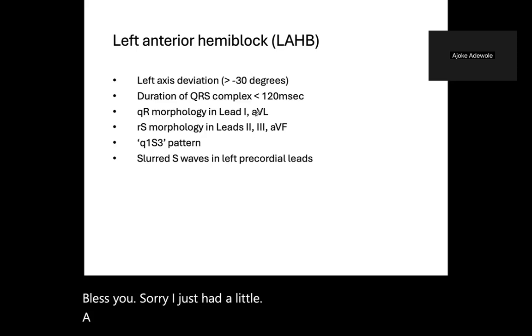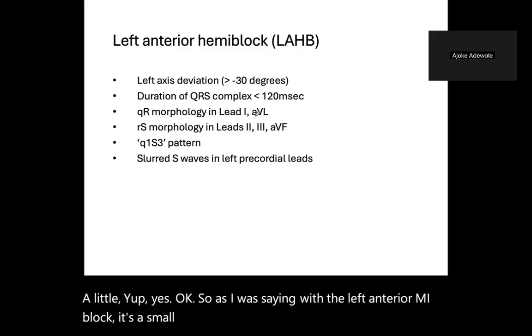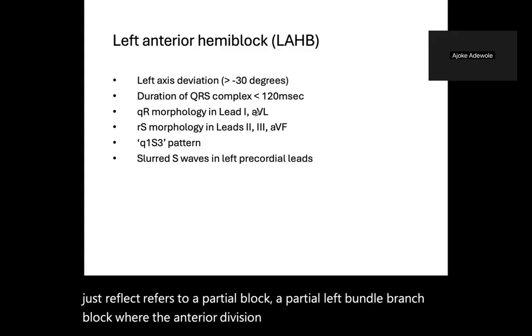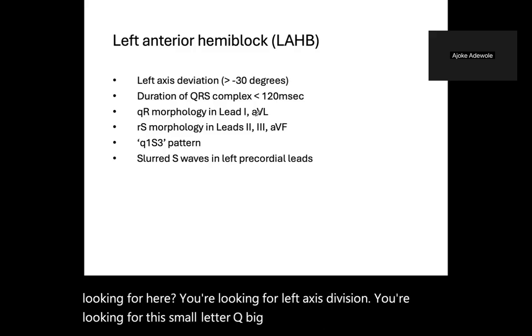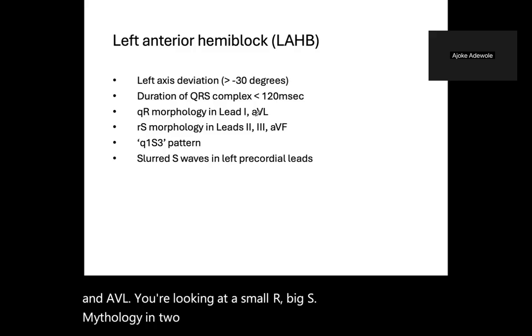Yes. Okay, so as I was saying, with the left anterior fascicular block, it's a big deal. A left anterior fascicular block just refers to a partial left bundle branch block, where the anterior division is blocked. So what are you looking for here? You're looking for left axis deviation. You're looking for this small letter q, big letter R morphology in lead 1 and aVL. You're looking at the small r, big S morphology in 2, 3, and aVF, the inferior leads.